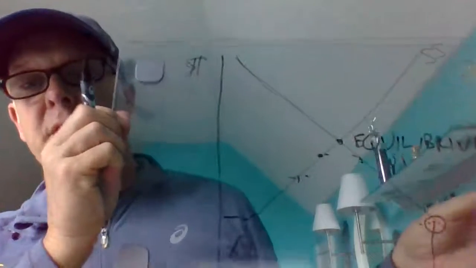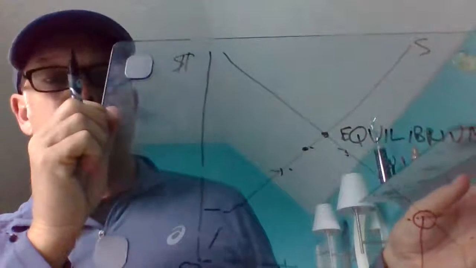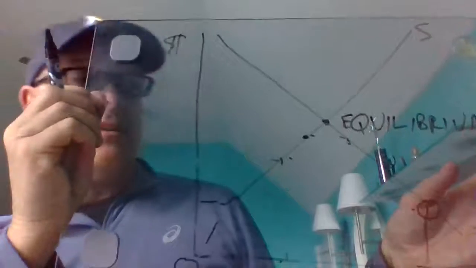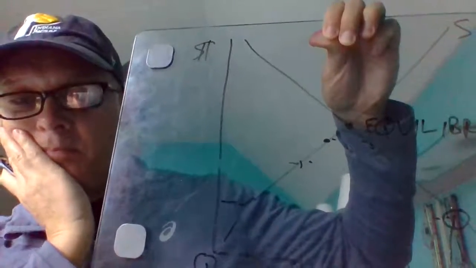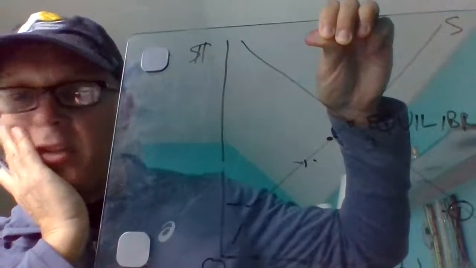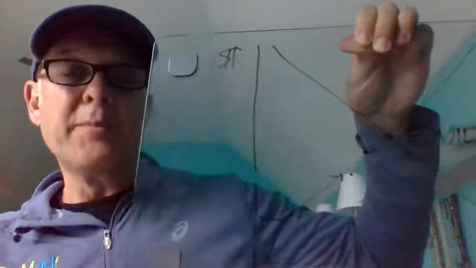well, if the guy says no to 12 and he says 8, and you say, how about 11? He says 8. And you say, how about 10? He says 8. You know that he's not going to pay that much. So his demand is pretty elastic. Remember this. Pretty elastic because price is a big deal to him.